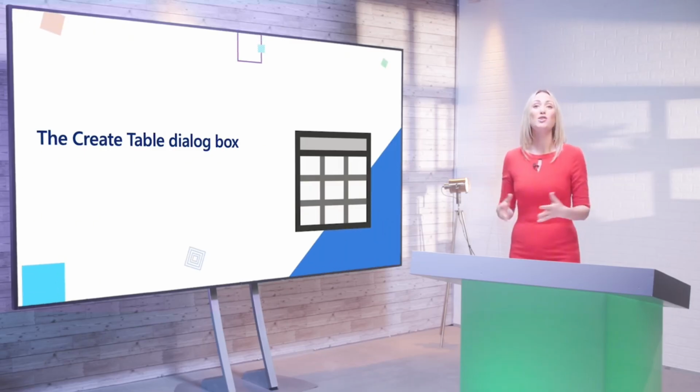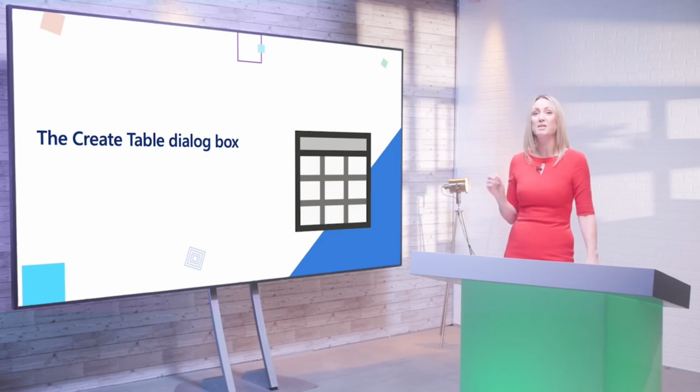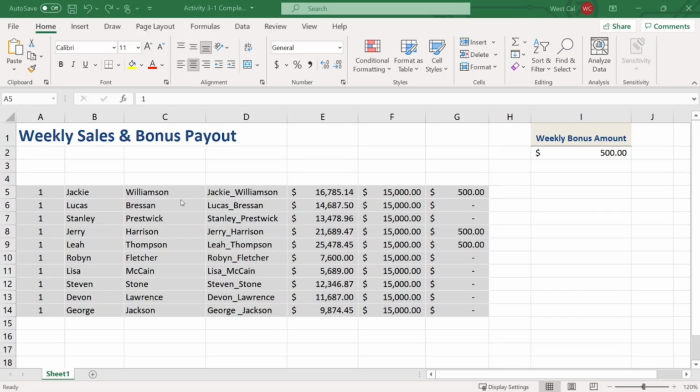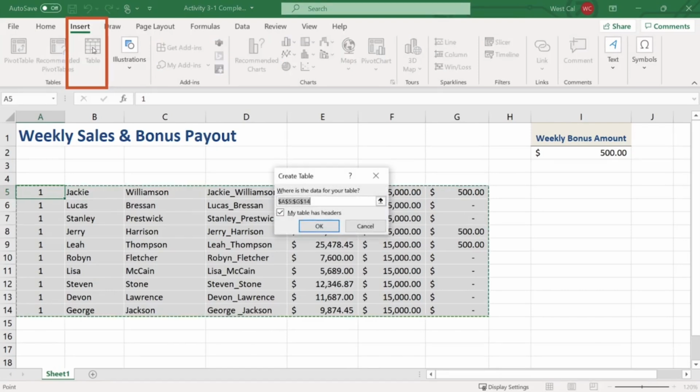Perhaps the easiest way to create a table is to use the Create Table dialog box to convert existing ranges of data into a table. To access this dialog box, select the cell range that you would like to convert into a table and then click Insert Table. This will open the Create Table dialog box.